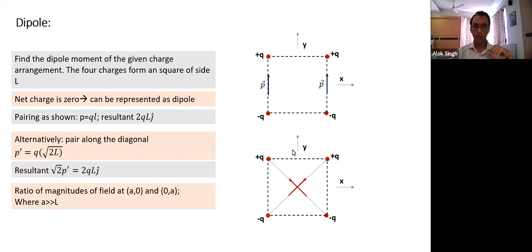Which point among the two is on the axis of the dipole? The dipole is pointing along the y direction. So this point is on the axis of the dipole and this is on the equatorial axis. So the field on the equatorial axis at the same distance will be half. So the field at A0 will be half of the field here. So the ratio is 1/2.